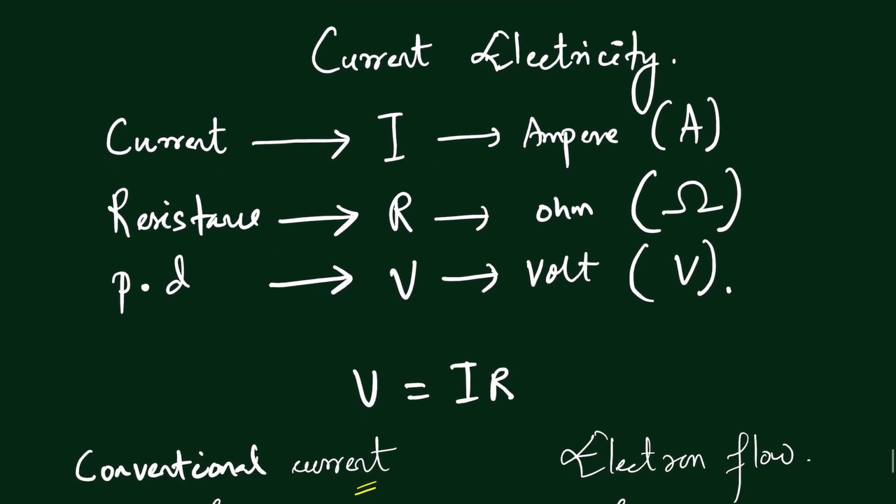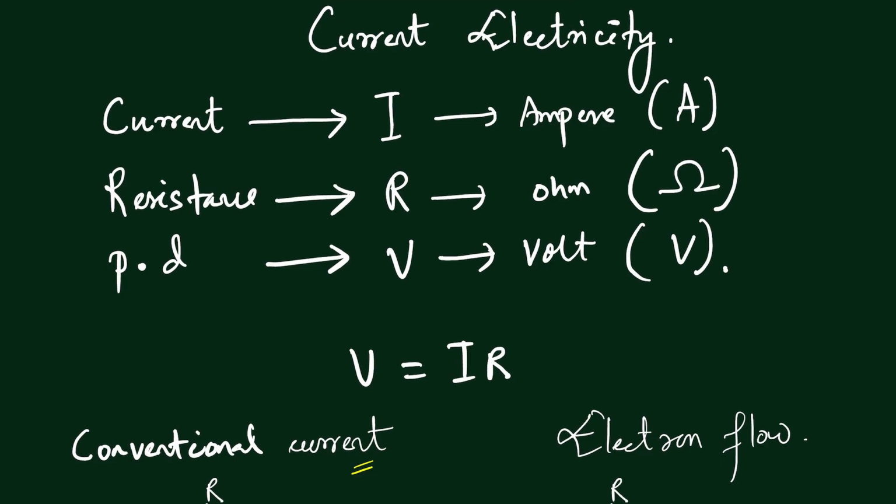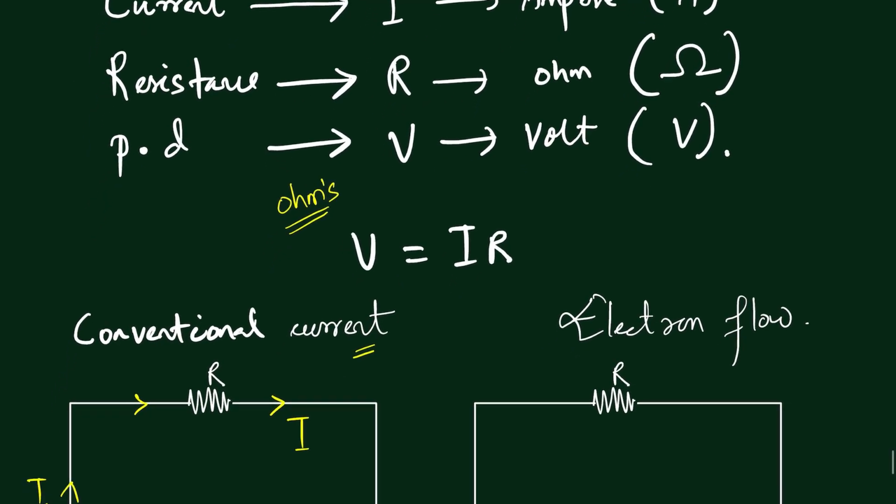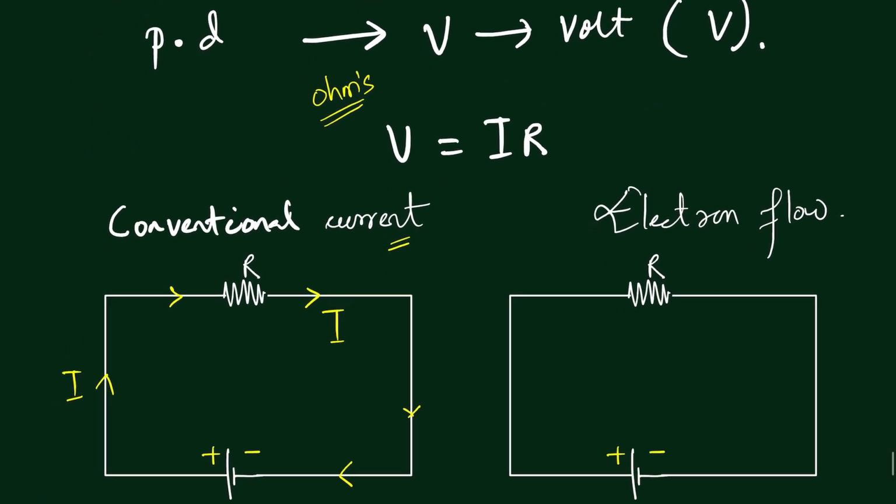Then Ohm's law. It says V equals IR. V means potential difference, I is the electric current, and R is the resistance. Then there is conventional current and electron flow.